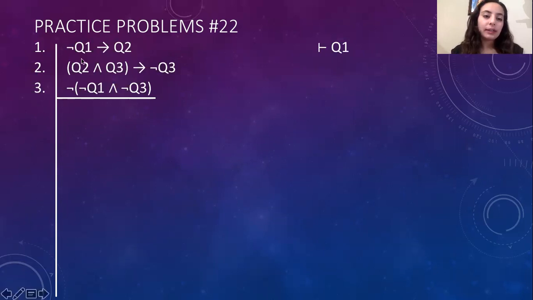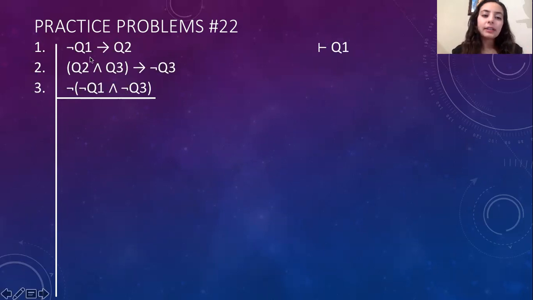Okay, well, again, I need a not Q1 in order to get Q2 out. I need a Q2 and a Q3 in order to get a not Q3 out. And I can't do anything with this premise because there's a negation on the outside. I can't just eliminate the conjunction and get not Q1 out or get not Q3 out because there's a negation on the outside I still have to get rid of.